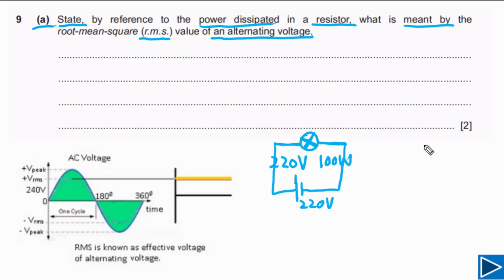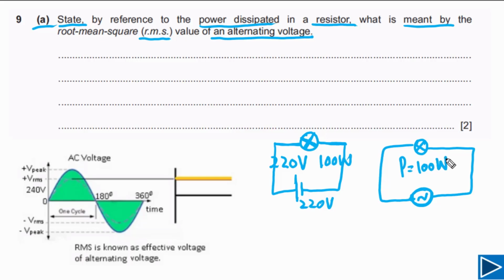Now imagine that we connect the same light bulb across an AC power supply. So here is the AC power supply. This is the symbol for an AC power supply. Now we need to find out how much AC voltage we have to use here so that the power dissipated by this light bulb is also equal to 100 watts.